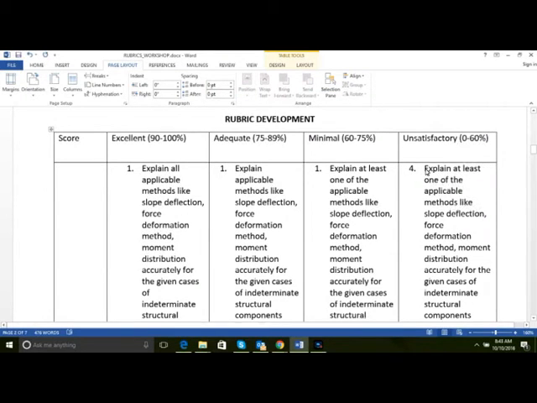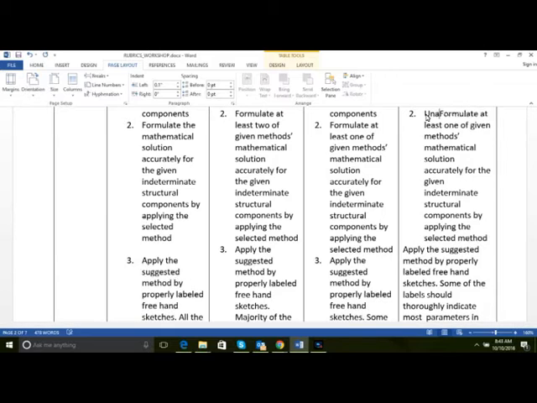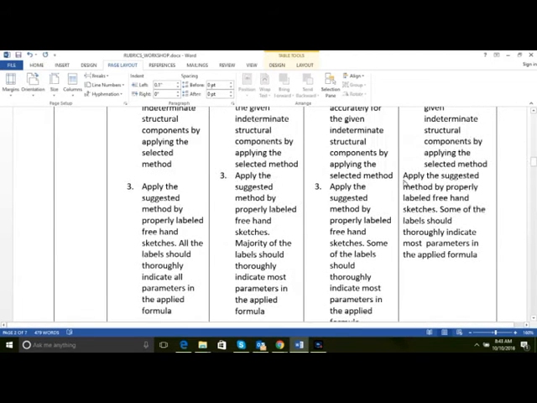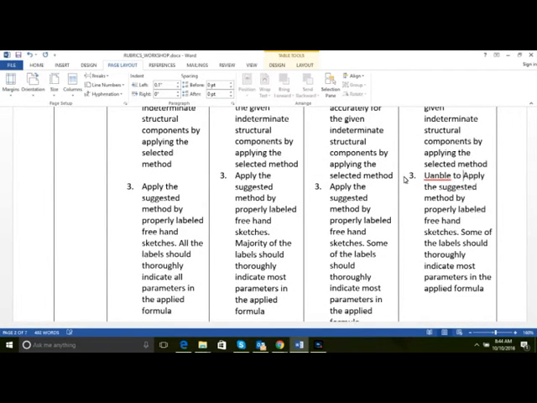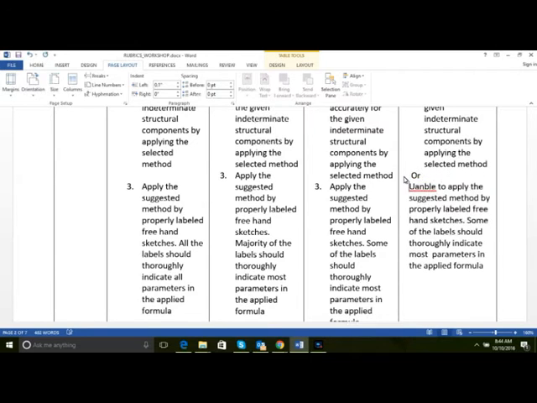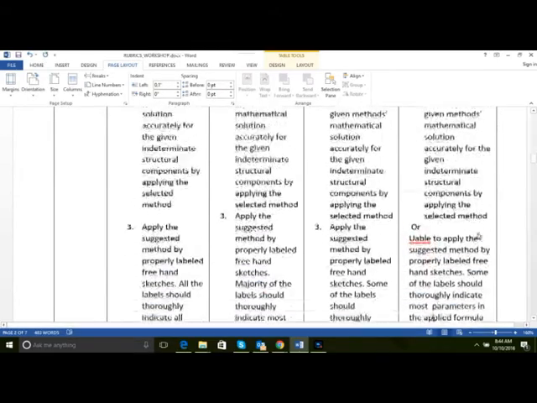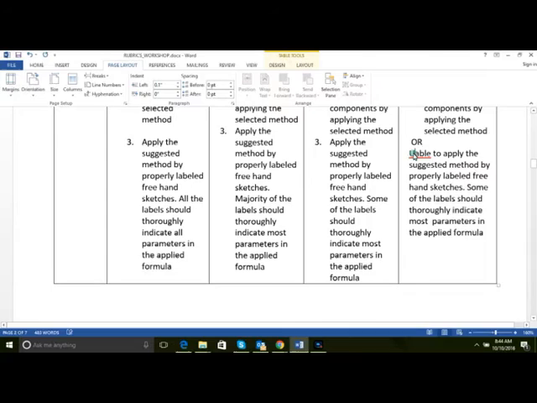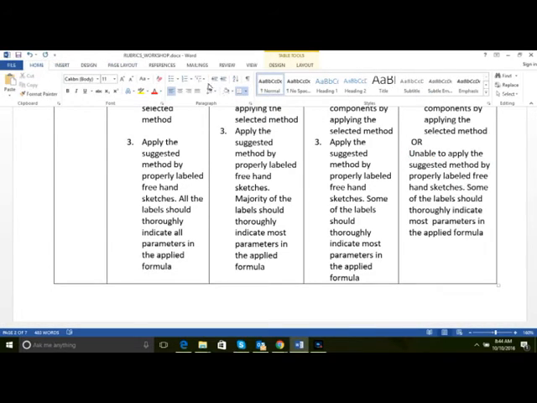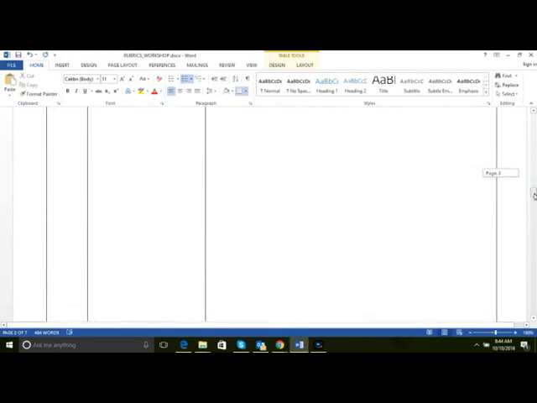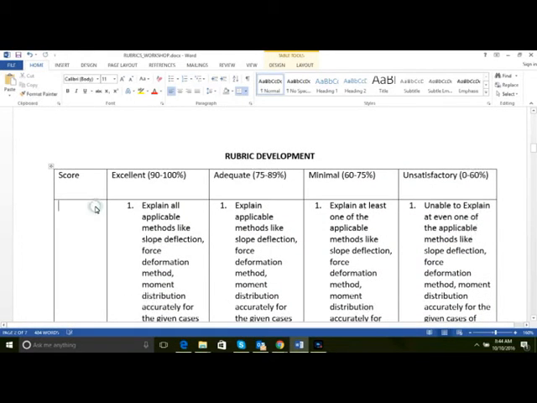The unsatisfactory category. Unable to explain even one of the applicable methods. Unable to formulate even one of the given methods. Unable to apply the suggested method by properly labeled freehand sketches and thoroughly indicating parameters. The difference between the highest expectation and the unsatisfactory categories is the inability to perform any of the given steps, whereas in the highest expectation it is mandatory to perform all given steps.